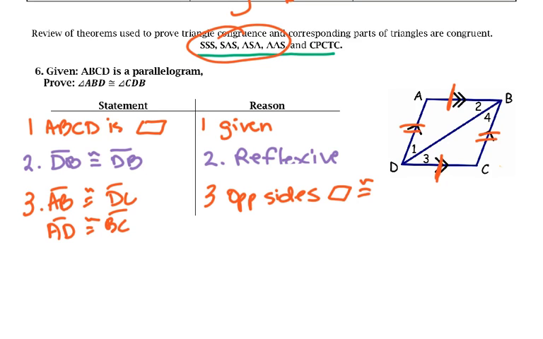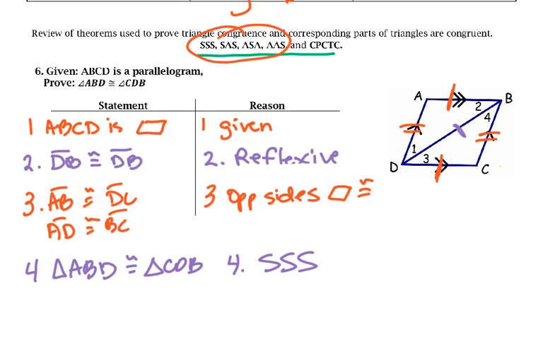And then since I already know that DB is congruent to itself, then I can say triangle ABD is congruent to triangle CDB. And why would that be on that one? It would be because of side, side, side. So that's another option that I have. Okay? Now, some other things that you could use.